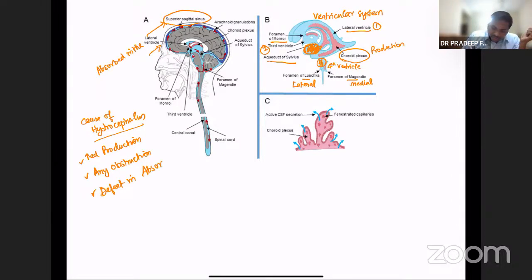The absorption happens at the level of the superior sagittal sinus. The common causes of a defect in absorption are any infections, any head trauma, or any prior hemorrhage, such as subarachnoid hemorrhage. All these can have an impact on the absorption of the CSF, and all these can cause hydrocephalus. So whenever there is a clear-cut obstructing cause, that is called obstructive hydrocephalus, and when there is a defect in absorption, that is called communicating hydrocephalus.